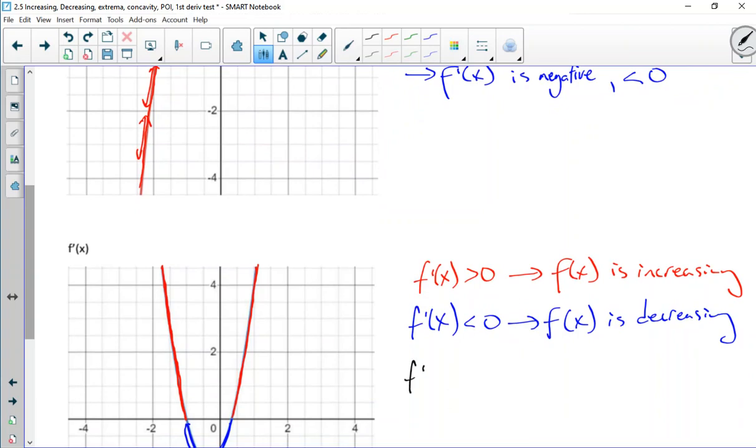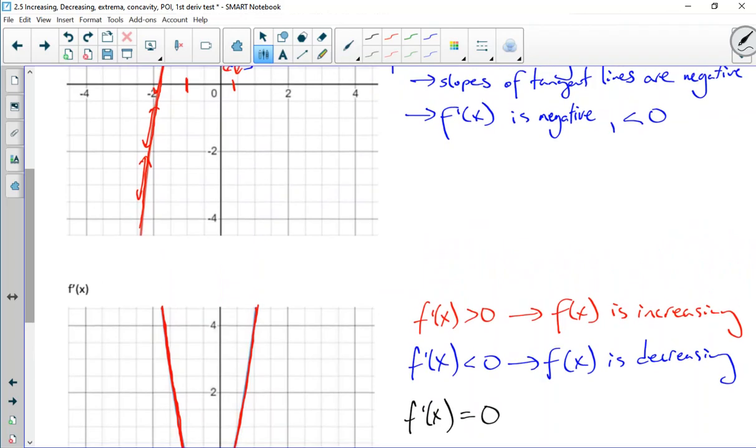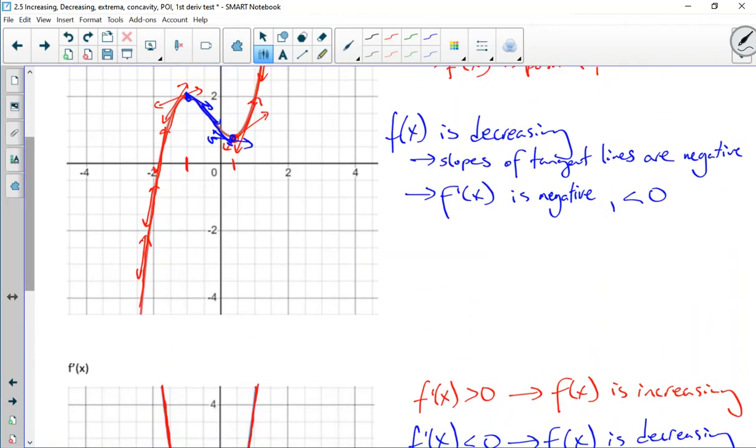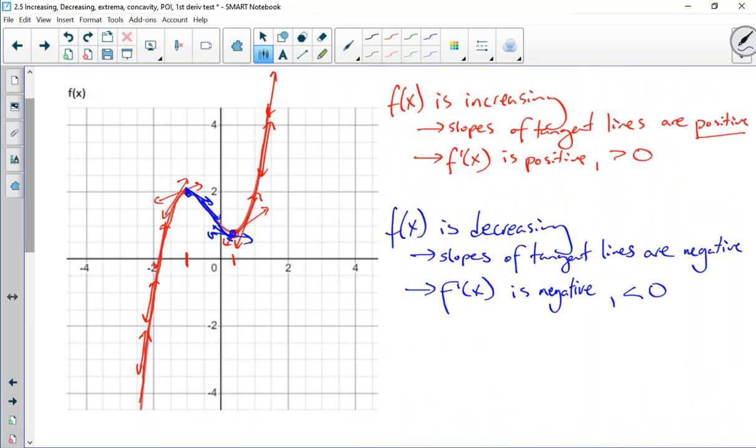Okay, turn and talk to your neighbor. What happens when f prime of x equals 0? Okay, so what happens in the graph of f of x when f prime of x equals 0? Yeah, we have turning points, maximums or minimums. We have horizontal tangent lines, all of those things.